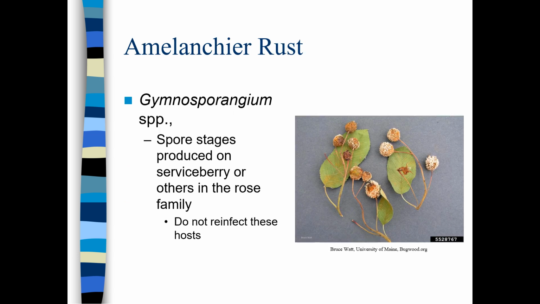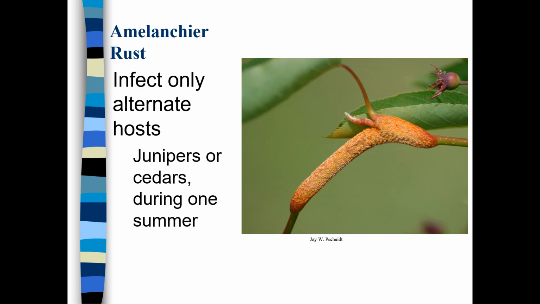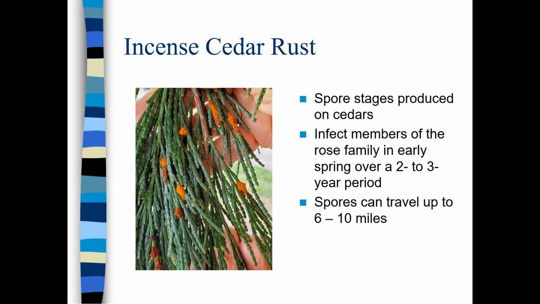Okay, another rust is Amelanchier rust, and so the spore stages are produced on serviceberry and others in the rose family. They don't reinfect those hosts, however. They only infect alternate hosts, and these are junipers or cedars, and we're talking about incense cedar here during one summer. So the spore stages that are produced on cedars happen in the early spring. And this was actually a picture I took on an incense cedar when I was taking pictures of conifers for our last quizzes on conifer ID.